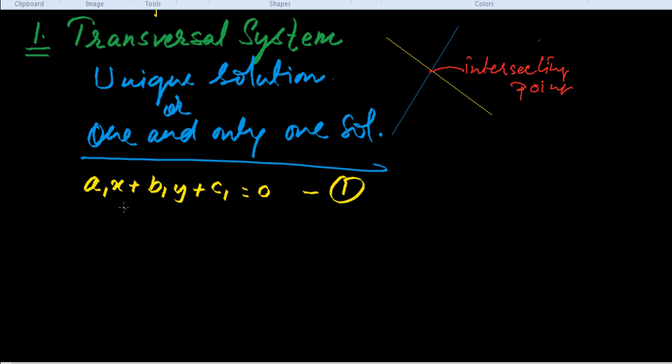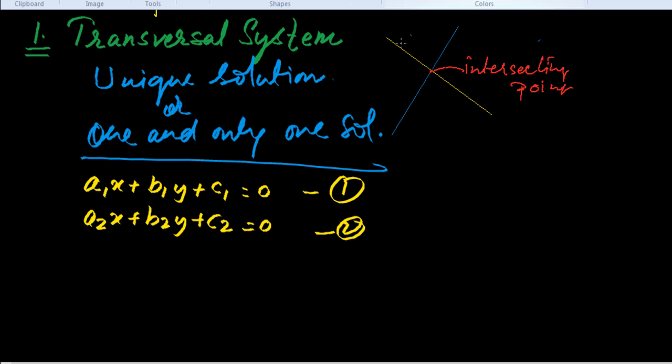This is equation 1, and we have another equation: a2x plus b2y plus c2 is equal to 0. This is another equation we have. For a unique solution, the ratio of the coefficients of x is not equal to the ratio of the coefficients of y. If both the ratios are not equal, then it shows a unique solution.